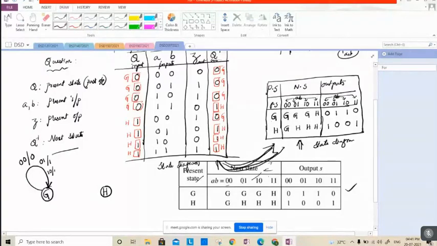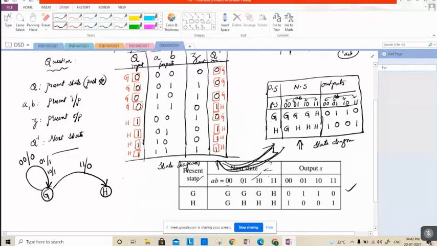G1. If it is 1, 1, what will happen? H0. So we need to move to the next state. It happens whenever AB is equal to 1, 1 and the output is equal to 0. Have we covered all the input combinations across G?